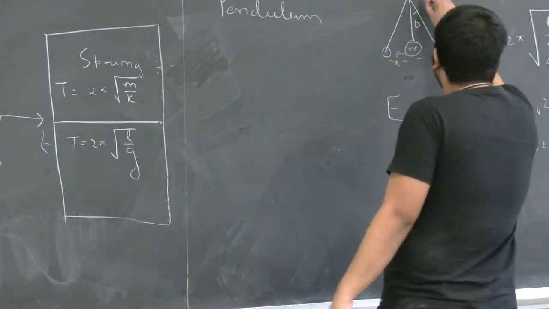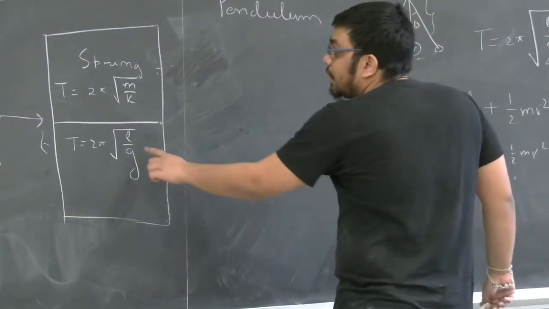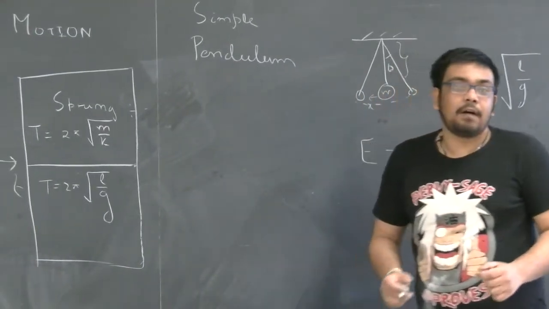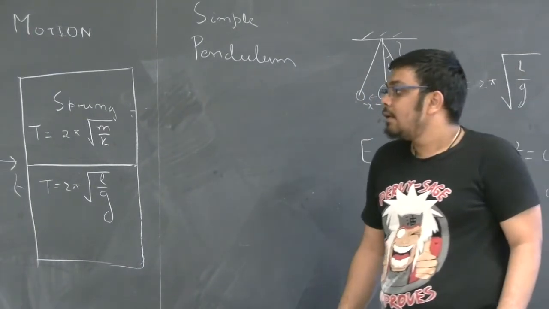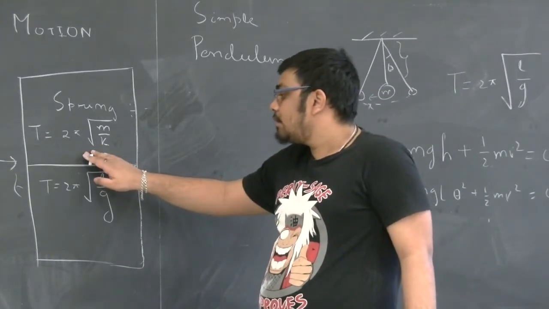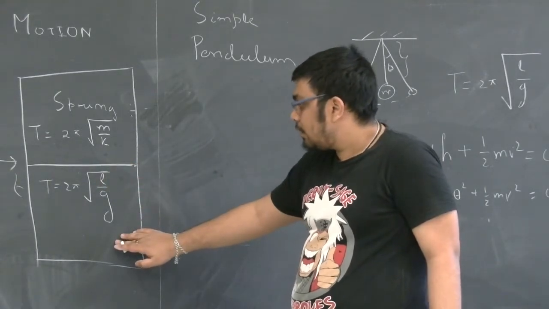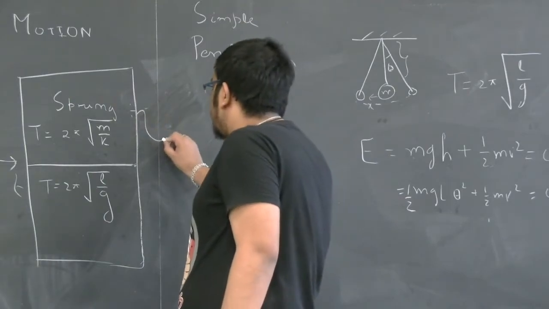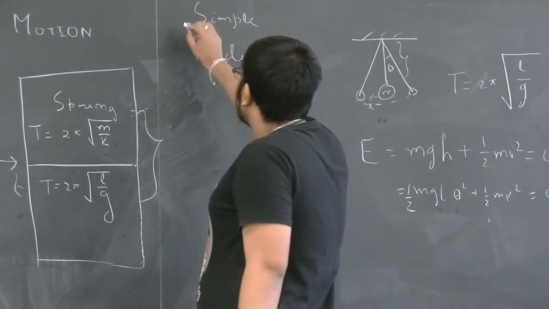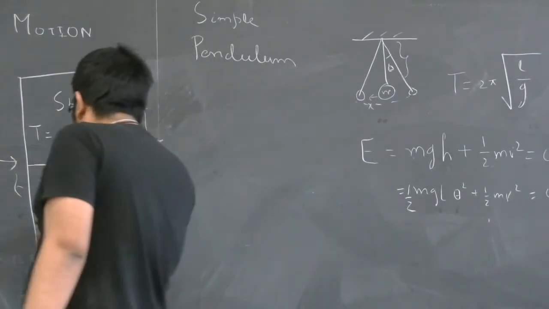But the period does depend on length for the pendulum, which it doesn't for the spring. So irrespective of how long or how short our spring is, the period of the spring will remain unchanged. But for the pendulum, that's not the case. So these are the two key points that we need to remember for this experiment. So this is for the pendulum.